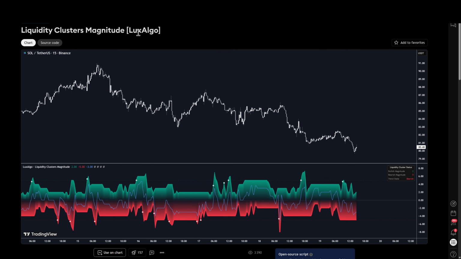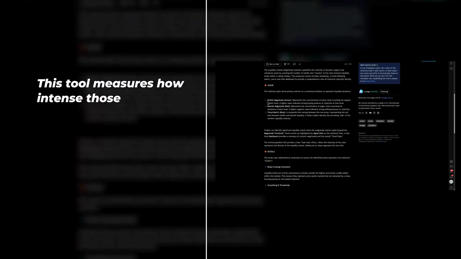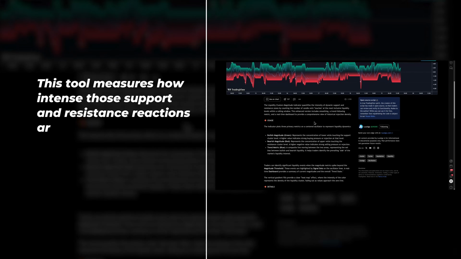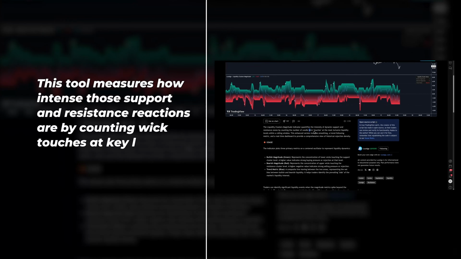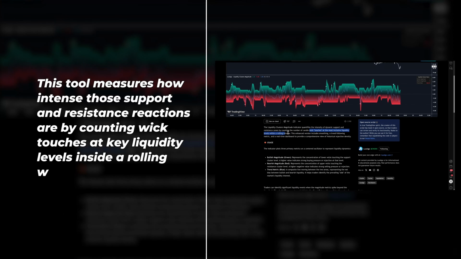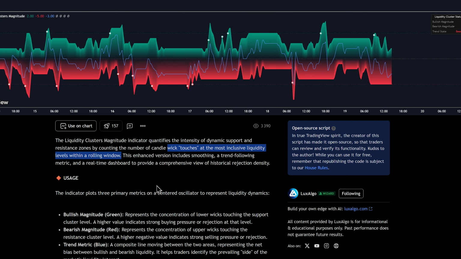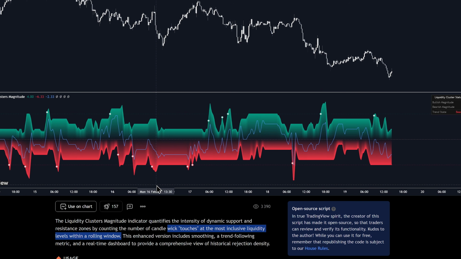That is where the Liquidity Clusters Magnitude by LuxAlgo comes into play. This tool measures how intense those support and resistance reactions are by counting wick touches at key liquidity levels inside a rolling window. So instead of guessing whether a level is really important or not, you get a cleaner, more data-driven read on where reaction and rejection is actually building.